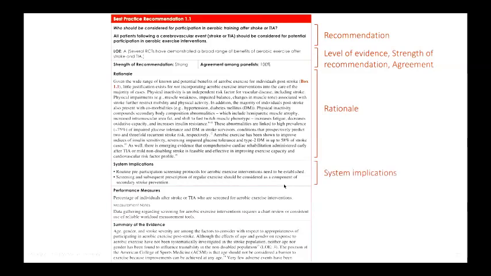And each individual guideline was basically formatted in this way, where there was the recommendation at the top, a statement about the level of evidence and the strength of the recommendation and the agreement amongst the panelists. So you had a sense of how strong the recommendation was. Then a blurb about the rationale, about implications for the healthcare system, suggested performance measures, so potentially outcome measures to evaluate how effectively this recommendation was implemented, as well as just a summary of the evidence.